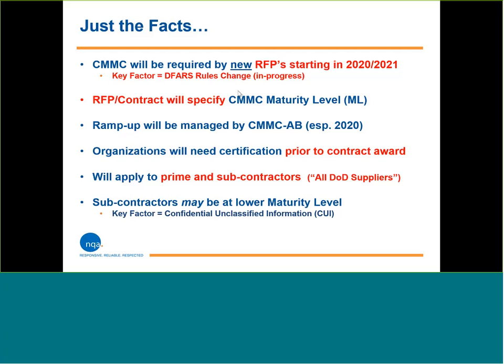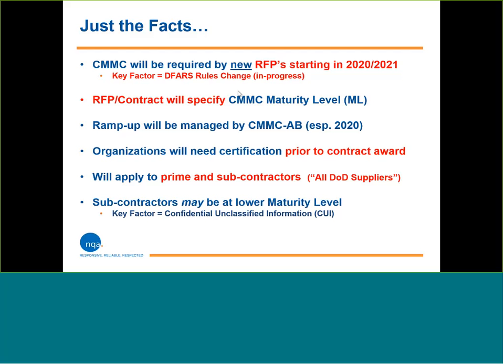I mentioned it'll apply to both subs and primes. The quote there, straight from the CMMC folks, is that it will apply to all DoD suppliers. Now, the key point in this last bullet is, as I said, the subcontractors may be at a lower maturity level. So let's say the contract comes out at a level 3.